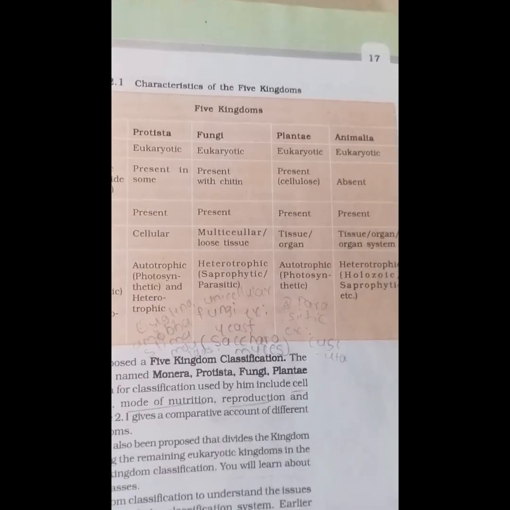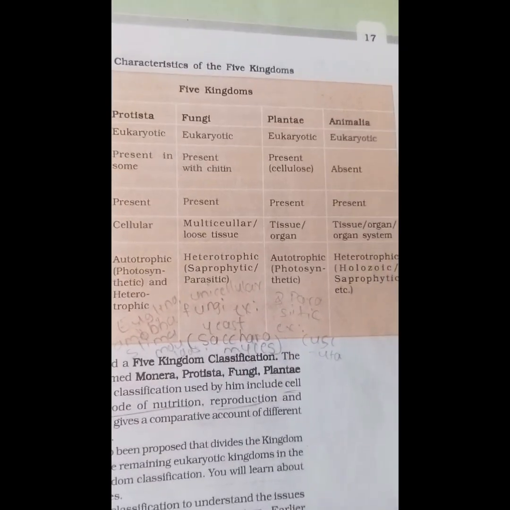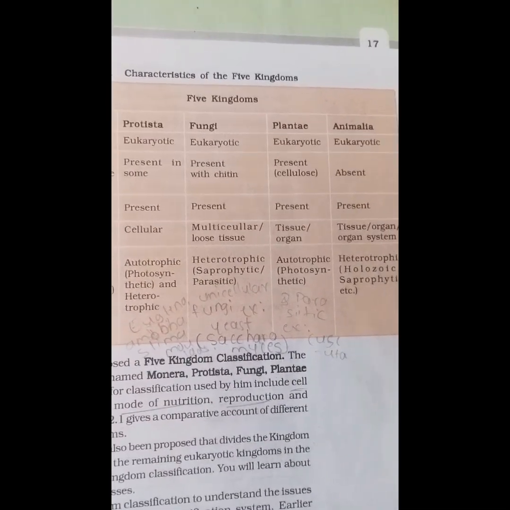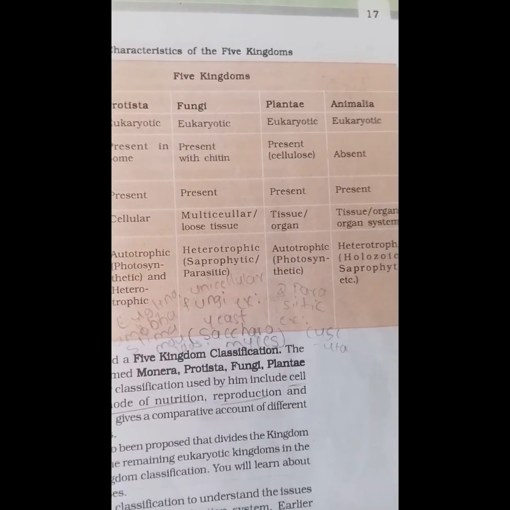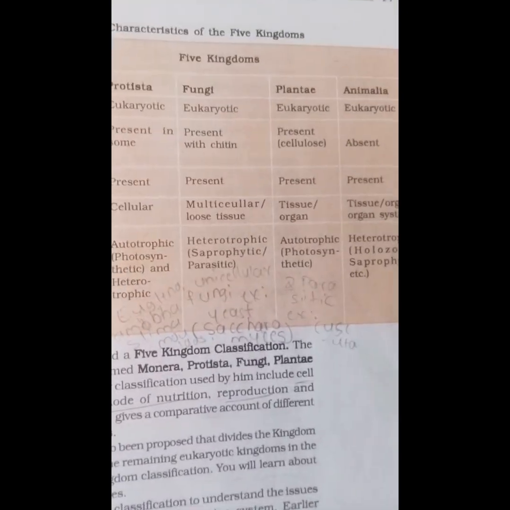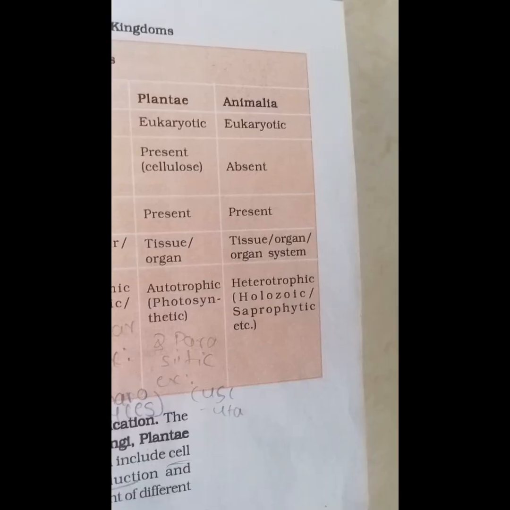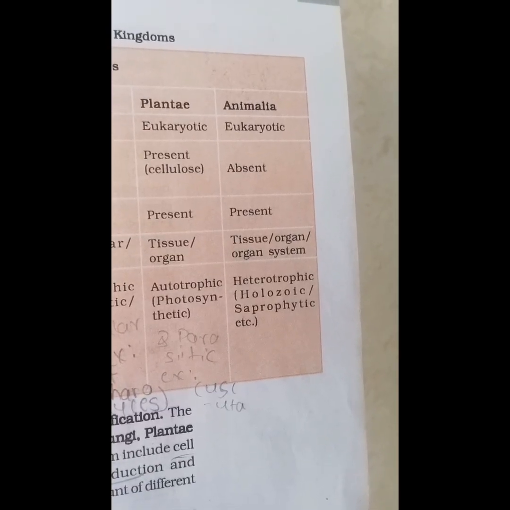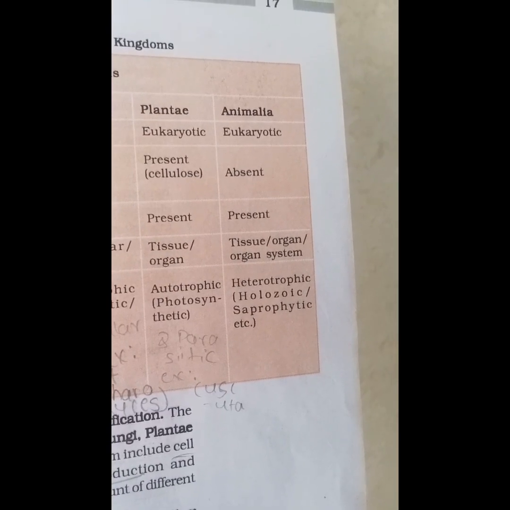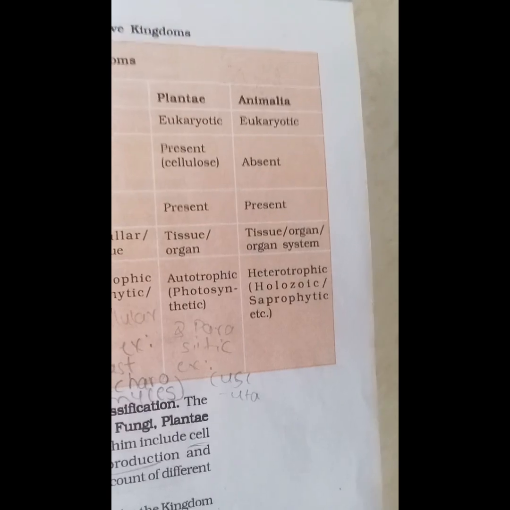And in Plantae, the cell type is eukaryotic, the cell wall is present with cellulose, the nuclear membrane is present, the body organization is tissue-like, and the mode of nutrition is autotrophic, that is photosynthetic. And in Animalia, the cell type is eukaryotic, the cell wall is absent, the nuclear membrane is present, the body organization is organ system or tissue organs, and the mode of nutrition is heterotrophic, that is holozoic or saprophytic.